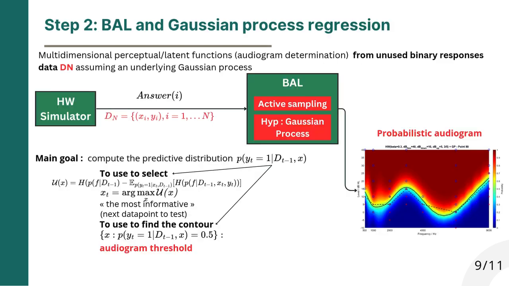In this step, we model a multidimensional perceptual function, specifically an audiogram, using Bayesian active learning (BAL) with a Gaussian process prior. Starting from binary response data generated by our Hughson-Westlake simulator, we compute the predictive distribution at any frequency-intensity pair. We then define an acquisition function and select the most informative next stimulus to test, for example, in the sense of mutual information. Finally, we extract the contour which corresponds to the audiogram threshold.